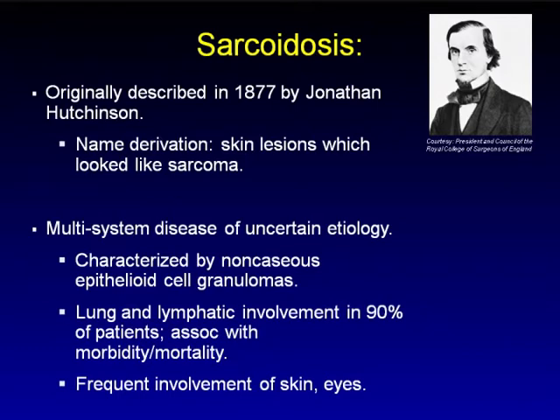So sarcoid was originally described in 1877 by a pathologist named Jonathan Hutchinson, and it got its name because of skin lesions which look like sarcoma. It's a multisystem disease. It's characterized by non-caseating granulomas, and in 90% of patients it involves the respiratory system or the lymphatics, which is associated with most of the morbidity and mortality of the disease. And it also frequently involves the skin and the eyes.